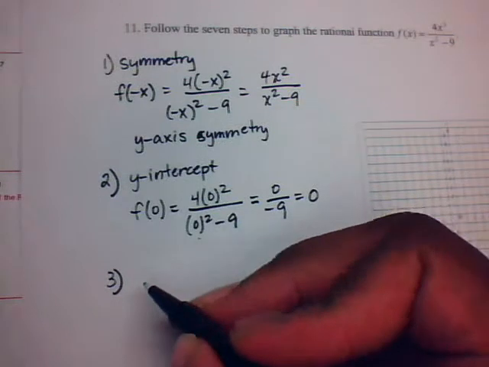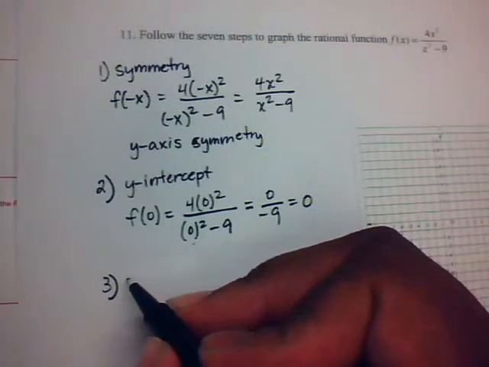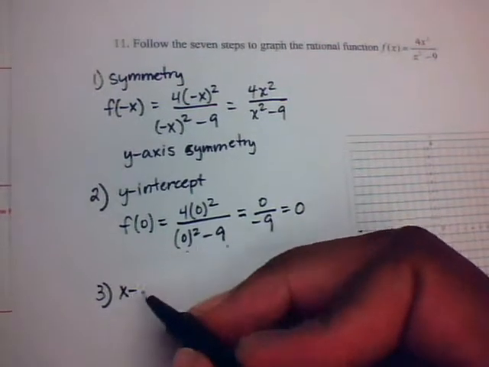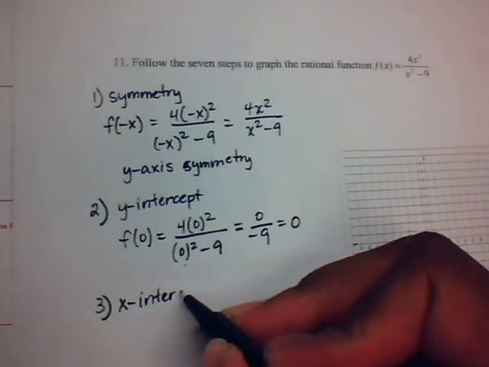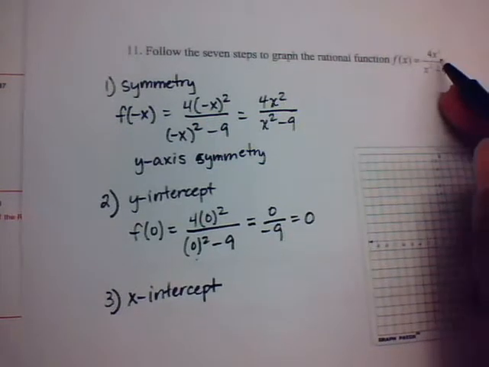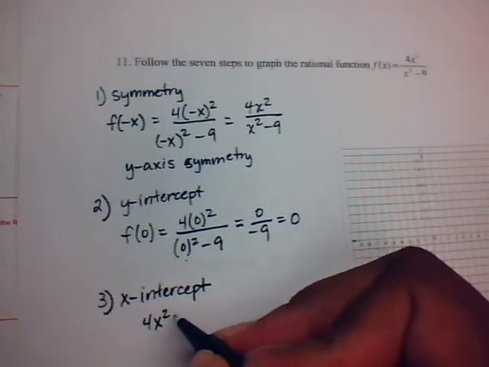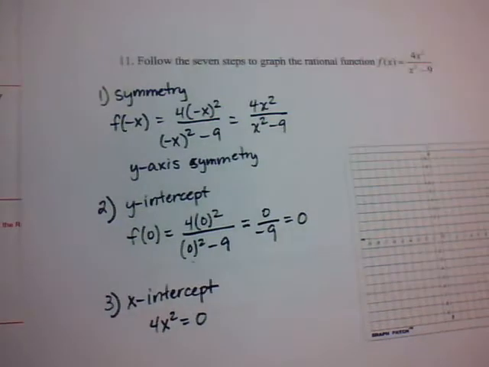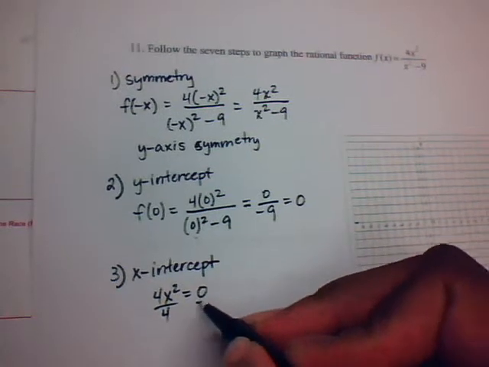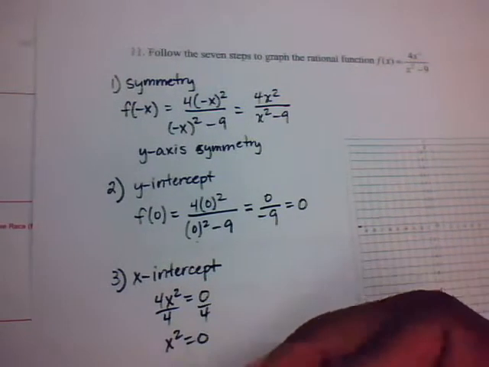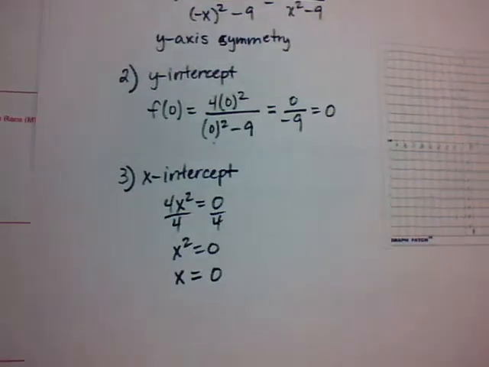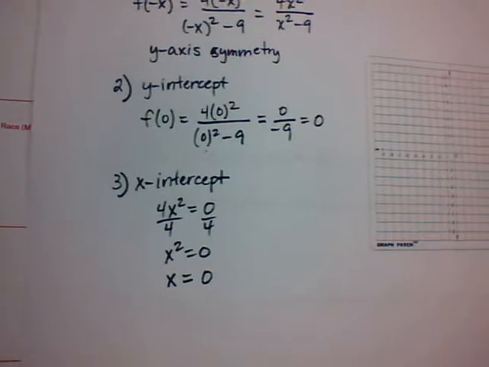Now let's find the x-intercept. For the x-intercept, we let the numerator, which is your 4x squared, equal to 0. And when we simplify this, 4x squared is equal to 0. You divide by 4, x squared is equal to 0. Then for x, the only number squared that will give you 0 is 0. So in this case, your x-intercept is 0.